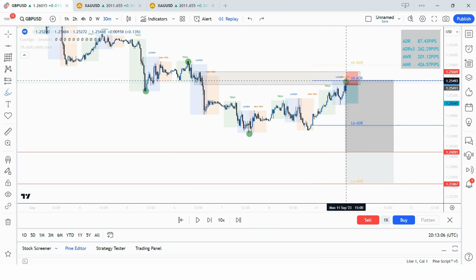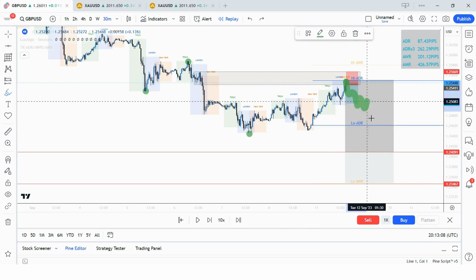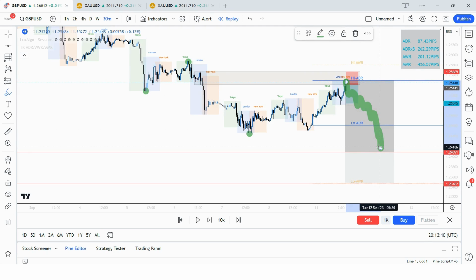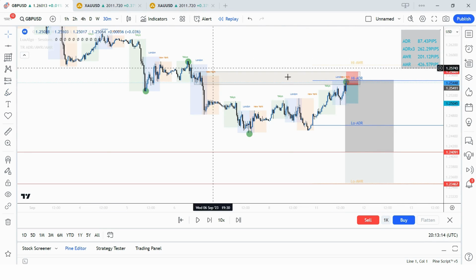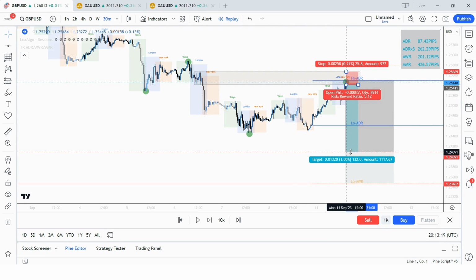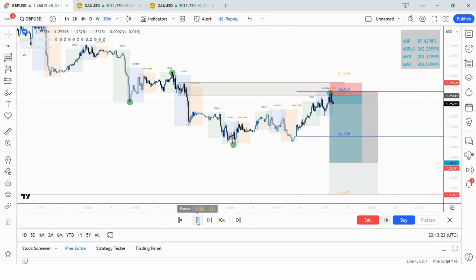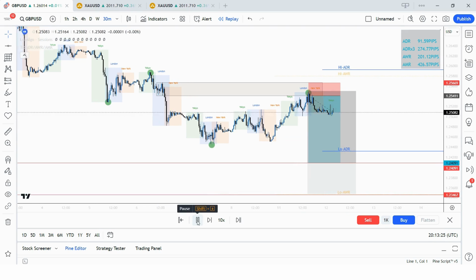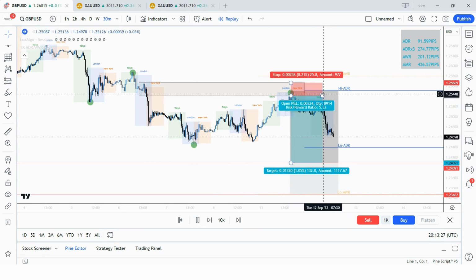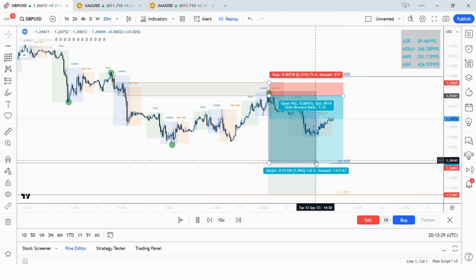So again, let me summarize. I expect price to go all the way down and meet 70% of the average weekly range low. Now, let's see what happens. I can set my take profit at the 70% range, right, over here. Let's see what happens, right? So we can see the market rejected nicely, right? So let's continue to extend this, right?